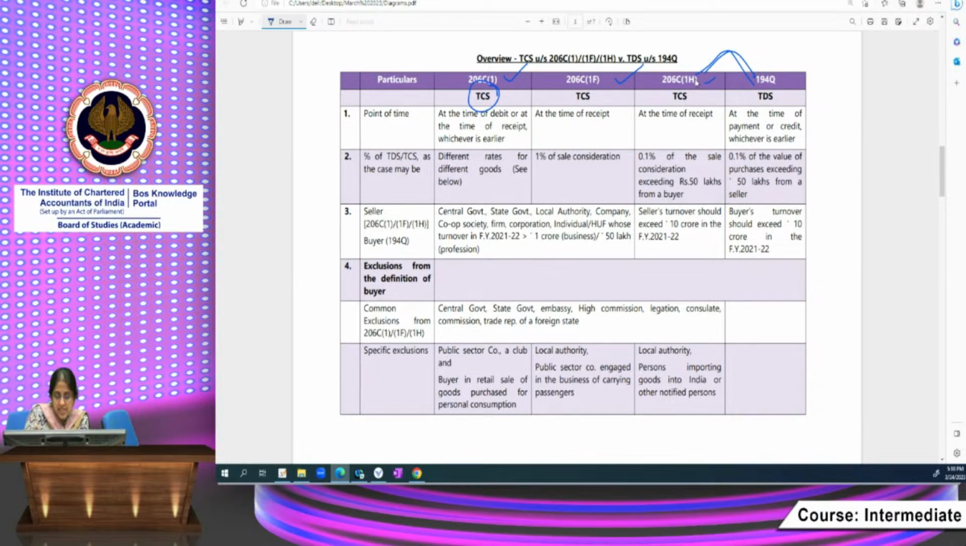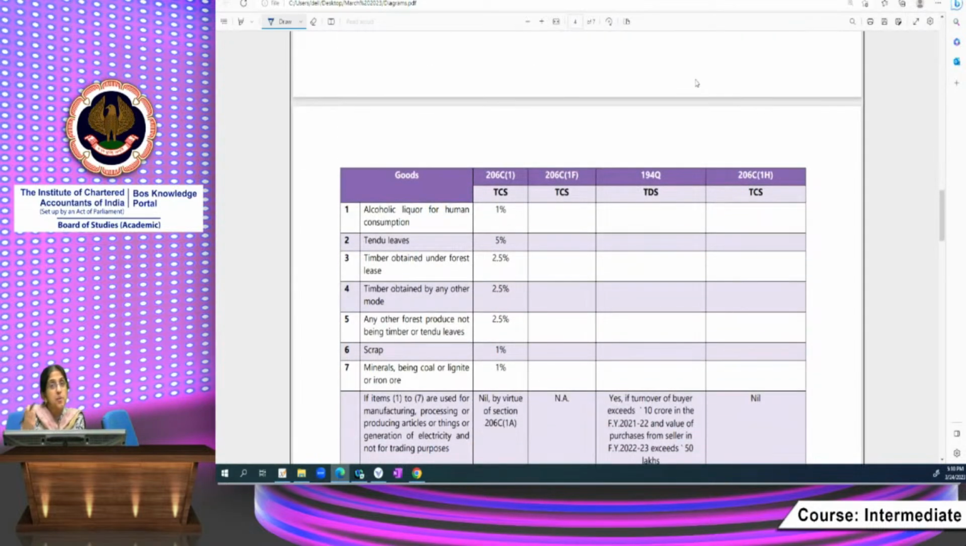So 206C(1), what does it talk about? It talks about collection of tax at source in case of sale of these goods. Alcoholic liquor for human consumption, the rate is 1%. Tendu leaves, 5%. Timber obtained under forest lease, 2.5%. Any other mode, it's 2.5%. Other forest produce not being timber or tendu leaves, it's 2.5%. Scrap is 1%. Minerals being coal or lignite or iron ore, that is 1%. So these are the rates specified in 206C(1).